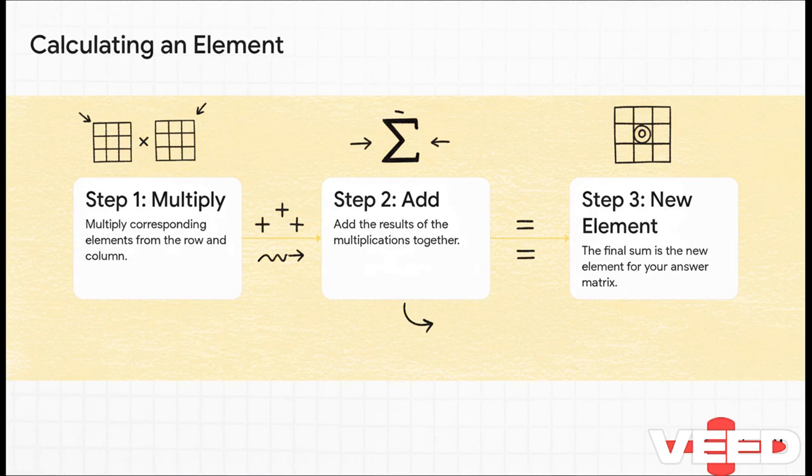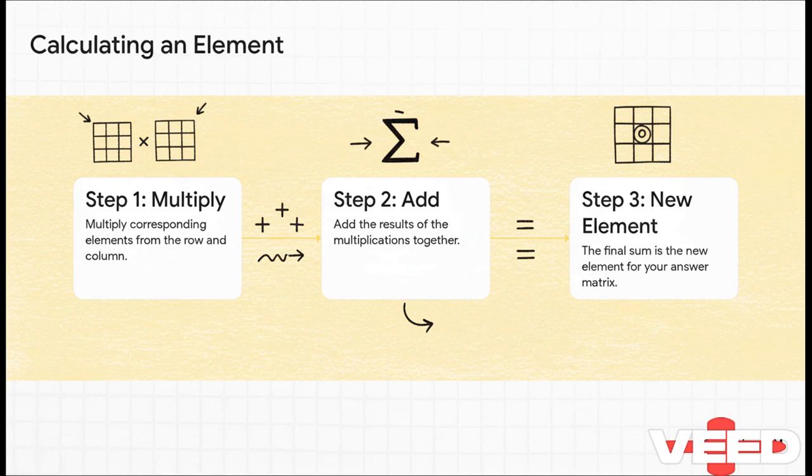Okay, let's break this down and do one together. To get the very first element of our answer matrix, we take the first row of matrix A and the first column of matrix B. As you see in step 1, we multiply the matching elements. So 1 times 1, 3 times 4, and 4 times 2.